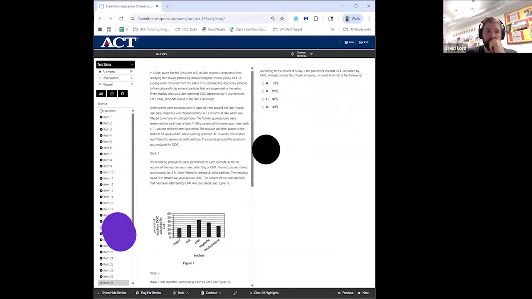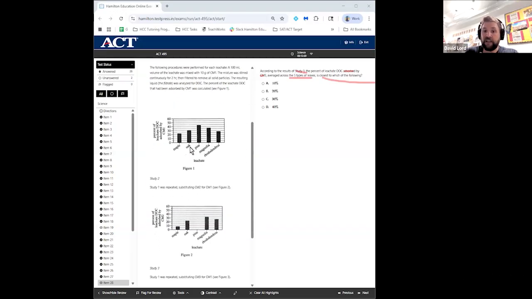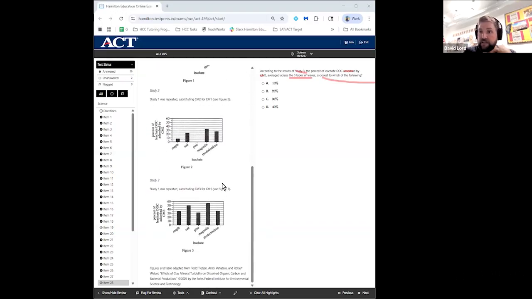Question number 28. According to the results of study 3, the percent of leachate DOC adsorbed by CM3, averaged across the 5 types of leaves, is closest to which of the following? So we're going to look at study 3, and we have the percent leachate adsorbed by CM3, and we want to average across all the numbers. So you kind of want to see that this is a little high, this is a little bit low. I'm looking at it and 40 seems like a pretty good number. 30 is too small, and the rest would then be even smaller. Like 40, 45, it'd be kind of hard to figure out which one it would be. So they made it kind of obvious which one it has to be.